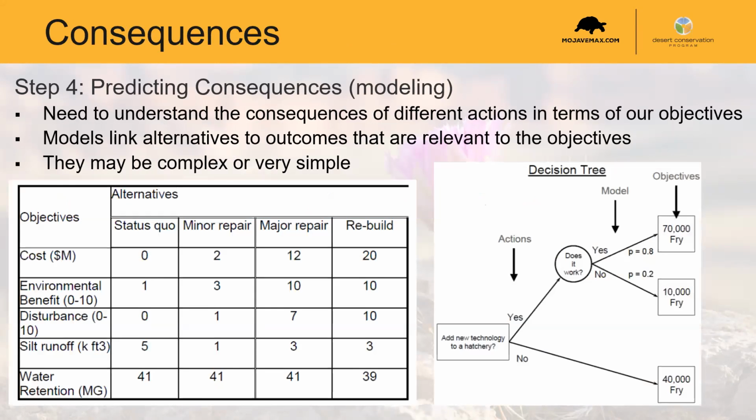Step four is predicting consequences. It's the modeling step, basically. You need to understand the consequences of the different actions in terms of those objectives. And models link those alternatives to the outcomes. And the models don't always have to be these very complex mathematical or GIS models. You can do very simple things, cost benefit analysis, decision trees, things of that nature, just to try to get to a point where you can make adjustments based on what you learn later on.